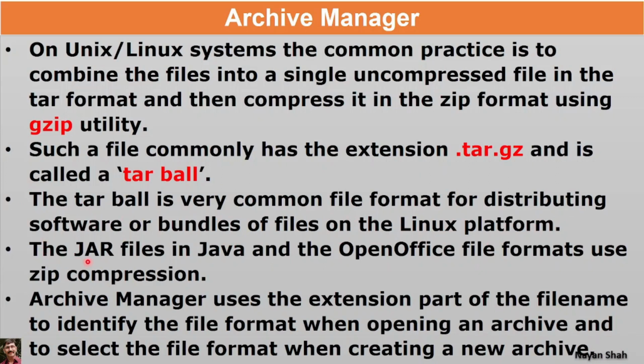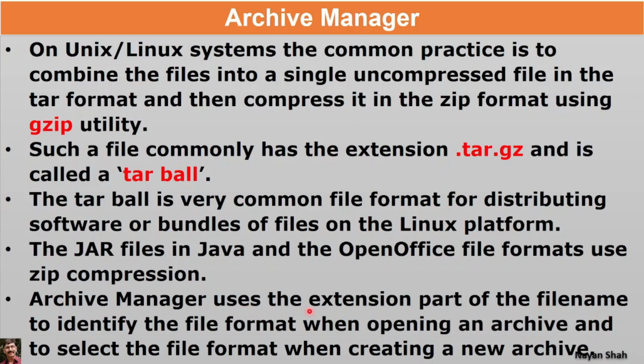The jar files in Java and the OpenOffice file formats, on the other hand, use zip compression. Now, why do they use zip compression? Because zip is common for Linux as well as for Windows. Linux understands the zip format also, and it understands the .tar.gz format also. But Windows understands only the zip compression format. So it is very popular.